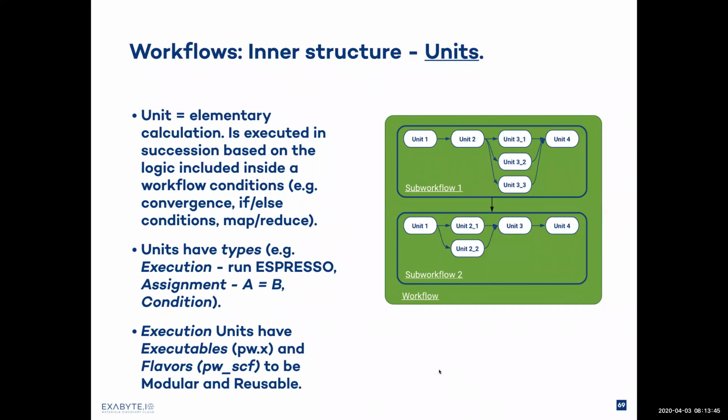Units are elementary calculations, and each unit is executed in a certain succession, in a certain order, inside the subworkflow. And we can have different kinds of unit to facilitate the logical conditions, to facilitate things like MapReduce. Units have types. For example, the Quantum Espresso run would be an execution unit, and there could also be an assignment unit when we set a certain variable to a certain value.